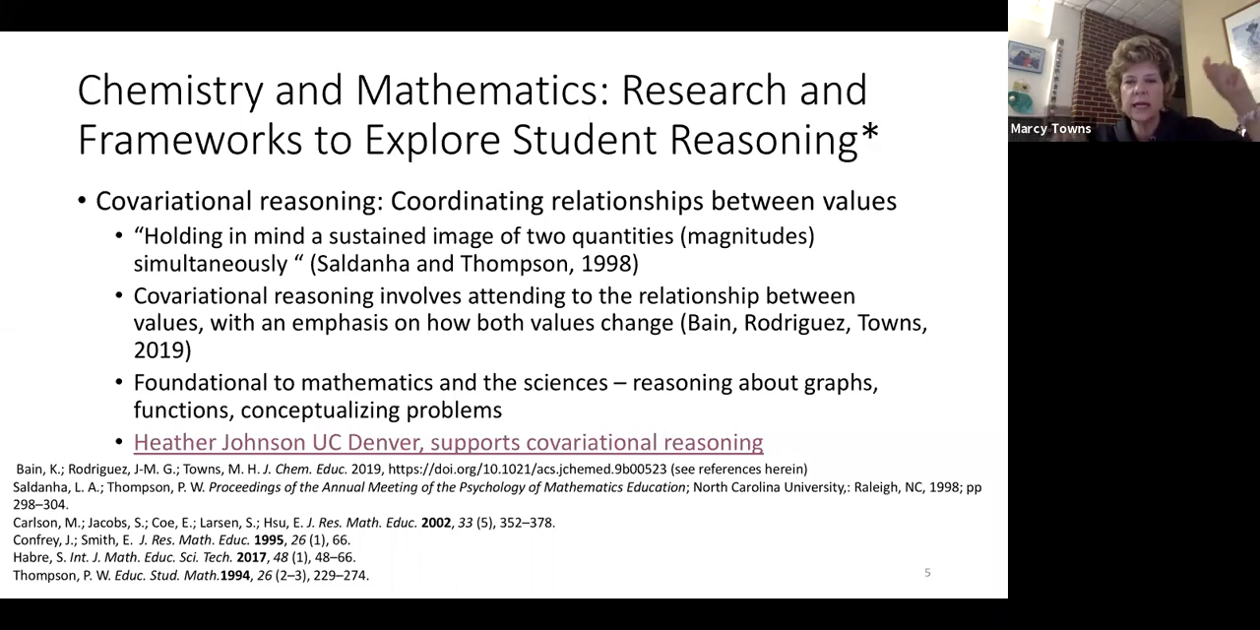So it just means you're going to coordinate a relationship between values. Saldanha and Thompson in 1998 defined it as holding in your mind the sustained image of two quantities simultaneously. And what Kinsey and Johnny wrote about in 2019 is that you're attending to the relationship between the values with an emphasis on how they change. And this is really fundamental to math and science. It helps you reason about graphs, it helps you reason about equations and functions, and it helps you conceptualize problems.